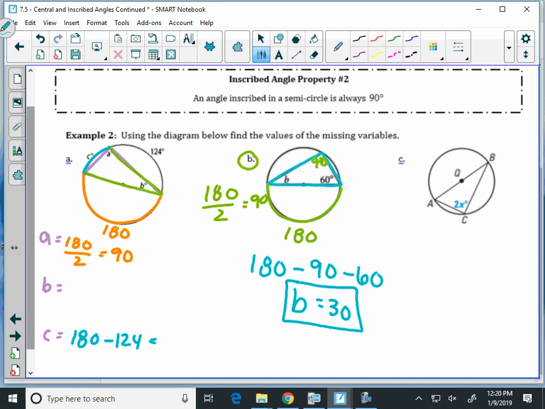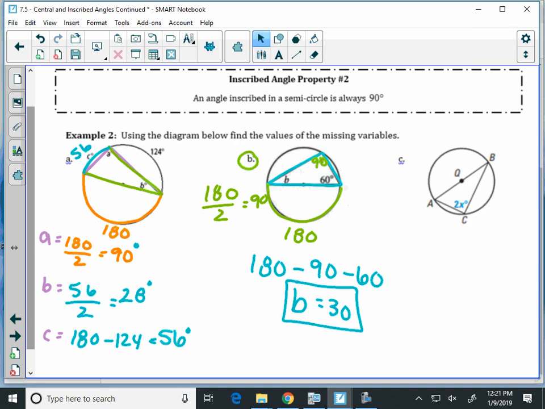Well, what is 180 minus 124? What do we get? 56. So then I know C is 56. Now that we know what C is, what can we do to 56 to find B if we're going from big arc to little angle? Divide it by 2. What's 56 divided by 2? 28. So there is the measure of all three of those missing variables. Questions over that?